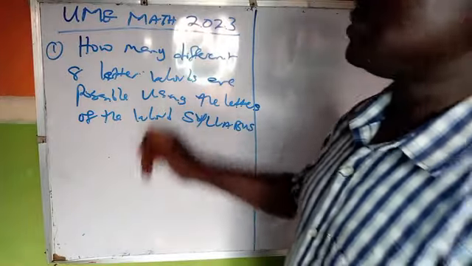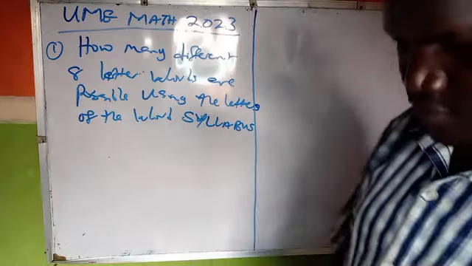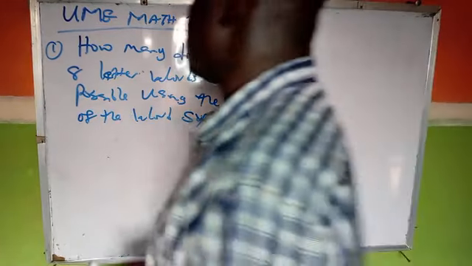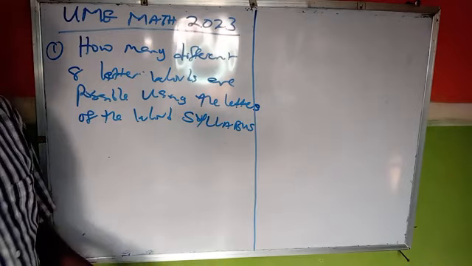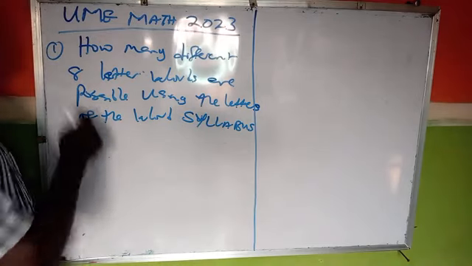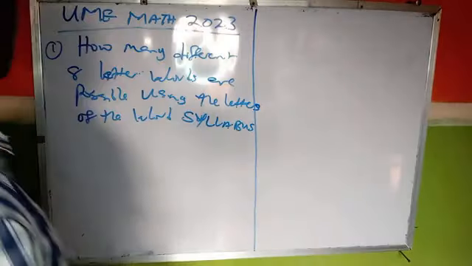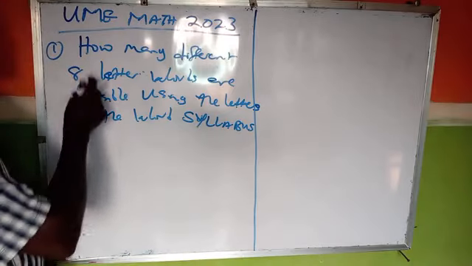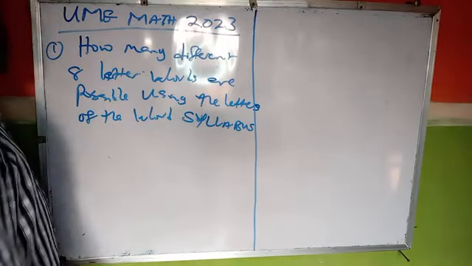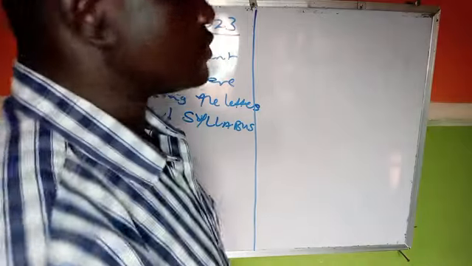Let us consider past questions as you are preparing for your JAMB. Now, this is mathematics, the 2003 mathematics. So, look at the first question here. The first question states: how many different 8-letter words are possible using the letters of the word syllabus?